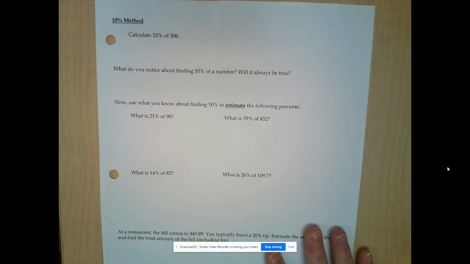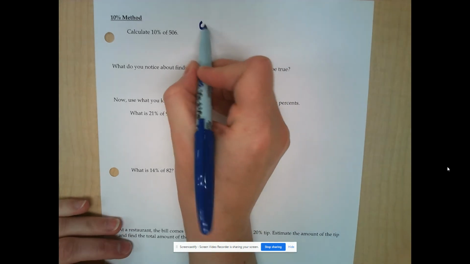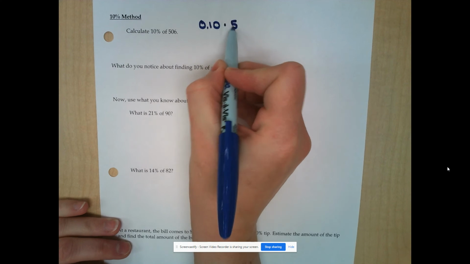Now, how about the 10% method? I think most students like the 10% method more than the friendly fraction method, but we will see. We'll take a little poll in class. Calculate 10% of 506. So if we want to find 10% of a number, we can do 0.1 times 506.